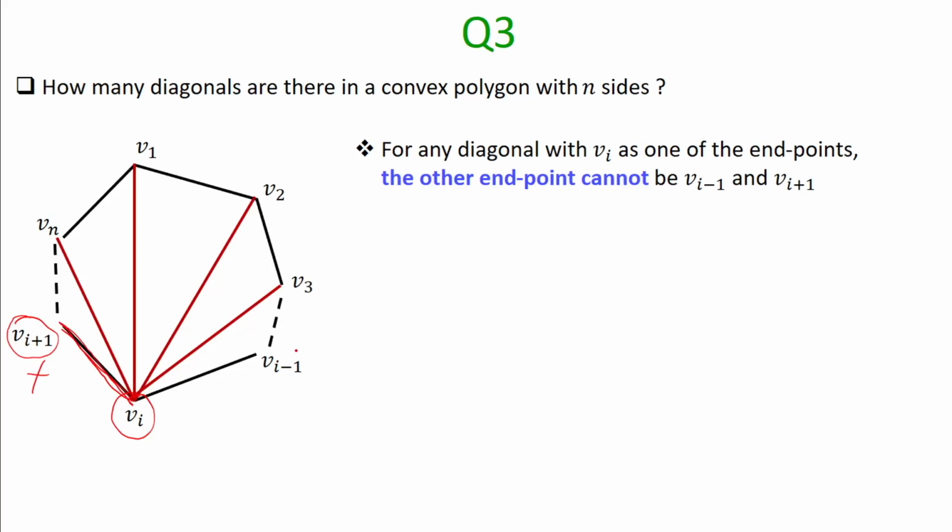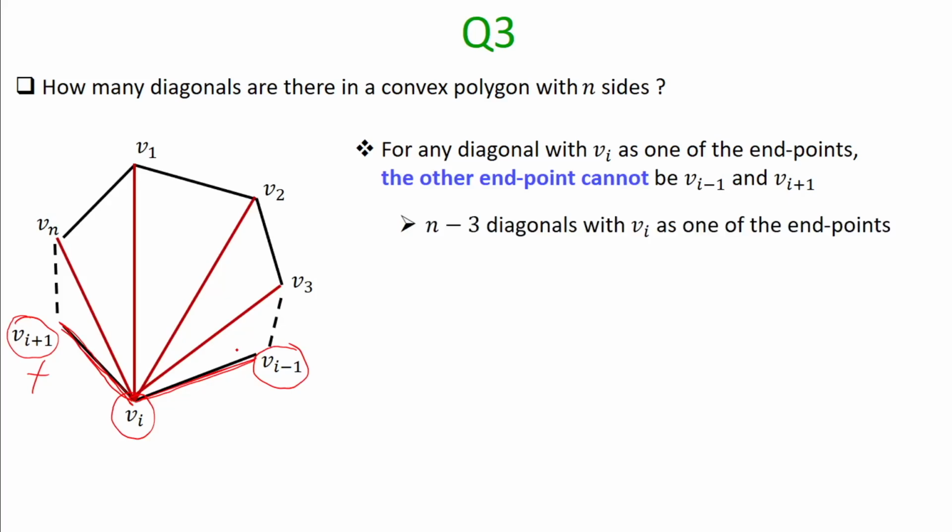In the same way, the other endpoint of the diagonal can't be vi minus 1, because vi and vi minus 1 constitute an edge or a side of the convex polygon, and the side of a convex polygon can't be treated as a diagonal. So that means with vi as one of the endpoints of the diagonal, I can have n minus 3 diagonals. Why n minus 3? Because excluding these three vertices, namely vi, vi minus 1, and vi plus 1, all the remaining n minus 3 vertices can be the other endpoint of the diagonal, with vi being one of the endpoints, right?